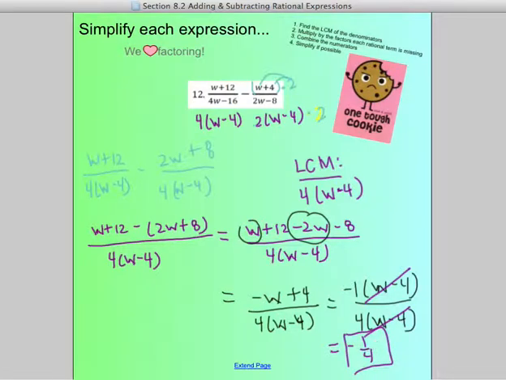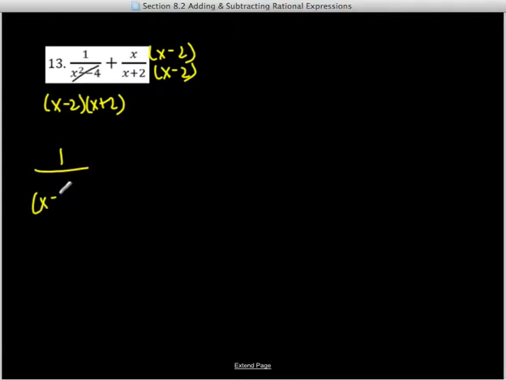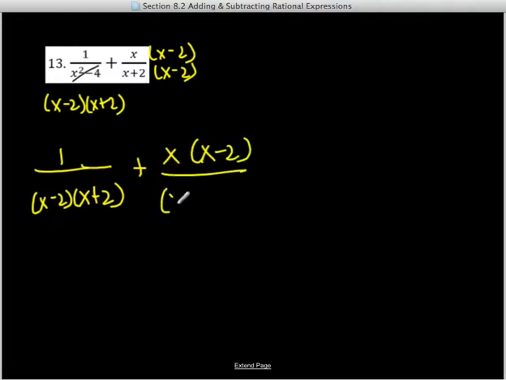Okay, example 13, let's go ahead and take a look at that one. My left-hand side, let's factor the denominator first. This is a difference of perfect squares, so it would be x minus 2, x plus 2. In order to have my denominators be exactly the same, this one has an x plus 2, so I would just need to add an x minus 2. So I would have 1 over x minus 2, x plus 2, plus x times x minus 2, all over x minus 2, x plus 2.